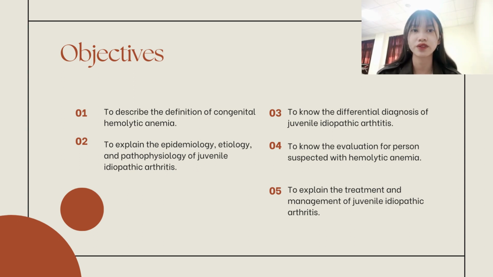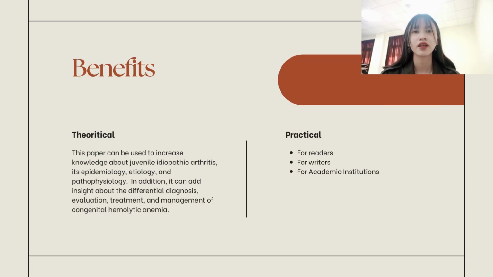The objectives of this paper are to describe the definition of congenital hemolytic anemia and also explain its epidemiology, etiology, signs, symptoms, evaluation, differential diagnosis, treatment, and management. There is a theoretical benefit of this paper. This paper can be used to increase knowledge about congenital hemolytic anemia, its epidemiology, etiology, evaluation, signs, and symptoms. In addition, it can add insight about the differential diagnosis, treatment, and management of congenital hemolytic anemia theoretically.